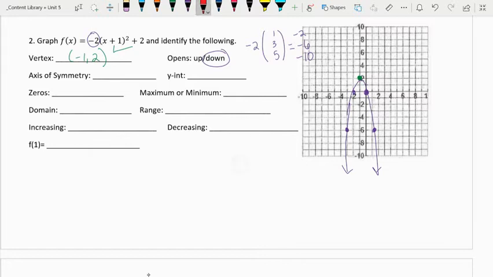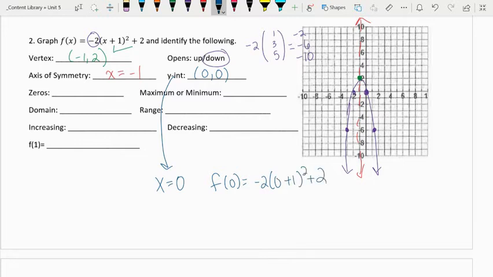Our axis of symmetry, remember, is always x equals the x value in your vertex. It cuts it in half here. Your y-intercept is where it crosses the y-axis. There's another way to find your y-intercept, which is where x equals 0. Sometimes your y-intercept is going to be off the graph, and in that case, you do have to plug in 0 for x. So we would look at our function, f of 0, and plug in 0. And if we use order of operations, we would end up getting f of 0 equals 0, hence (0, 0).